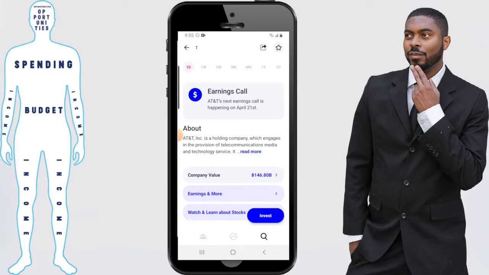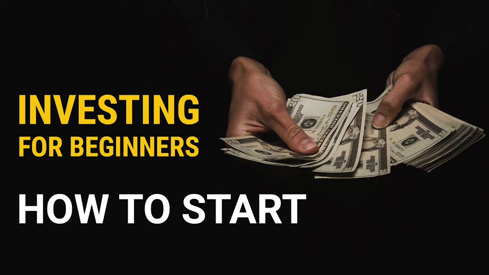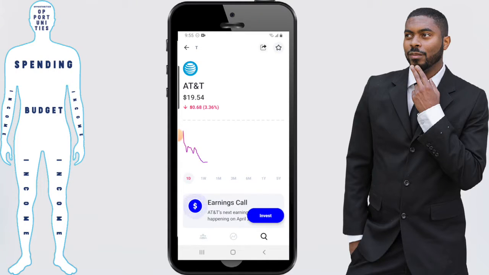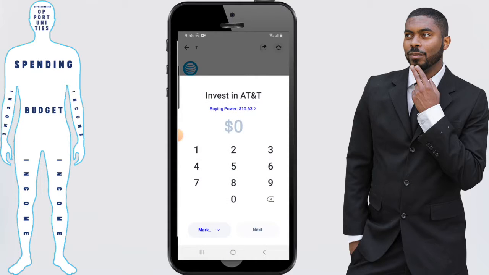Now, we're not going to cover exactly how to look at information to evaluate a stock. If you want to know more about investing for beginners, I recommend you check this video out that I've done on the subject. Moving on to actually buying the stock, you're going to click on invest, and in this case we're going to buy a fractional stock, since you can do that on the Public app. So we're going to invest $10 worth of stock into AT&T.